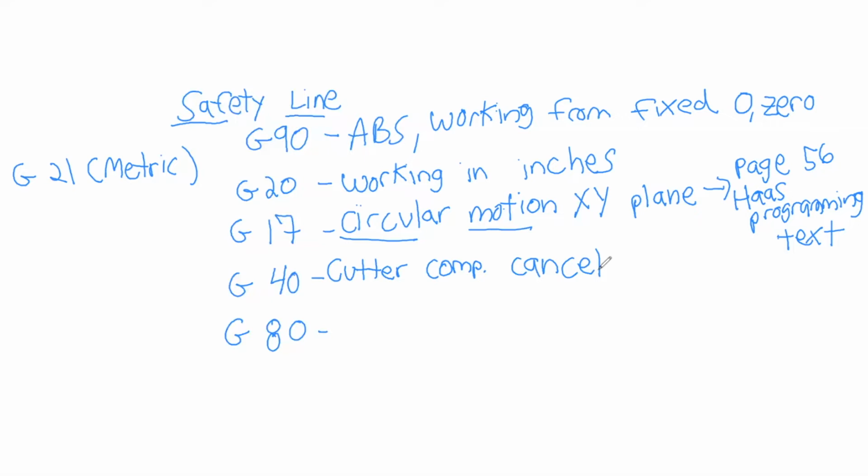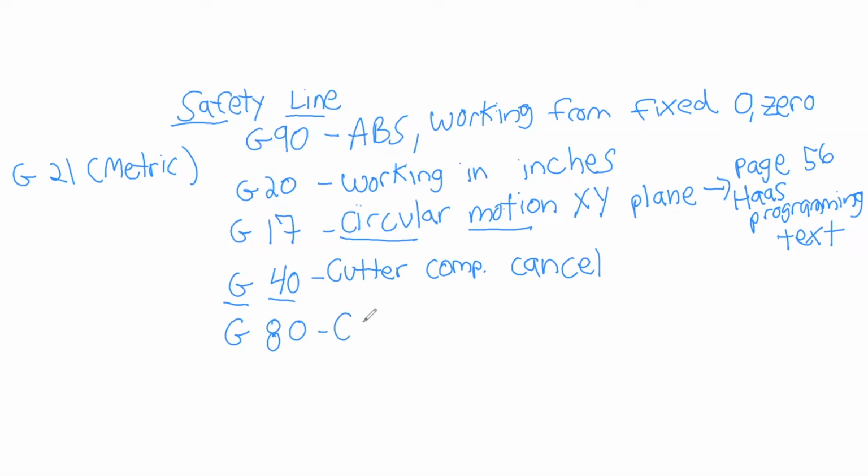We're going to cover those in a couple weeks, but it's important that in the beginning of our program in our safety line that we cancel this. So we're going to call up G40 and it's going to cancel cutter comp. This will make more sense once we get into cutting actions and cutter compensation. But we want to make sure in the beginning of our program, before we turn anything on, that it is turned off. And our last code of our safety line is going to be G80.